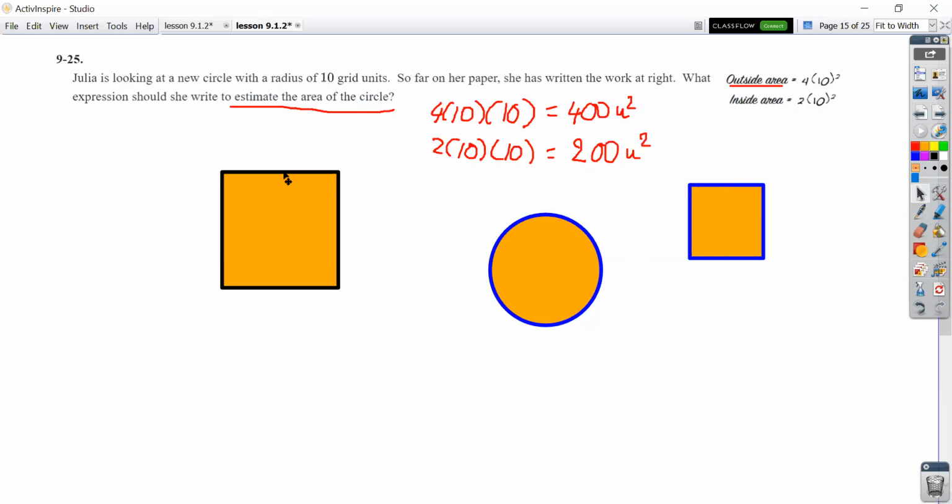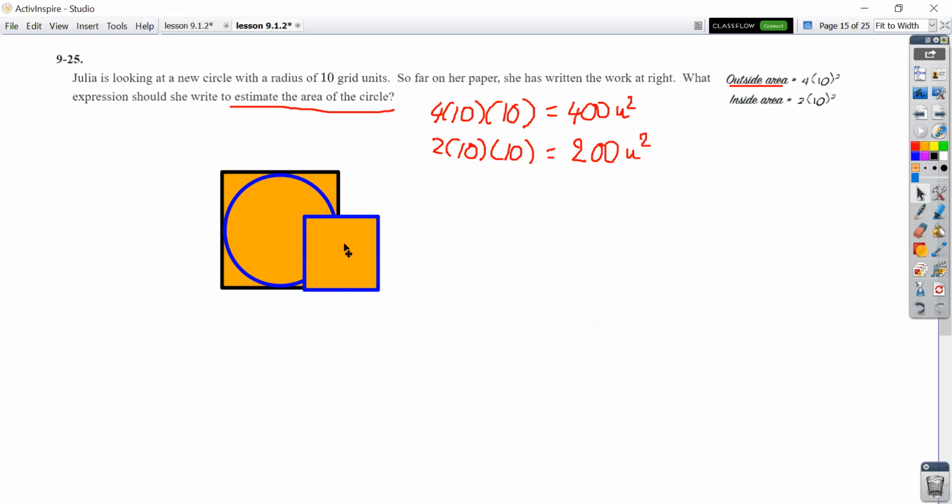So let's try it now. The area of the big square is 400 square units. The area of the little tiny square is 200 square units. So this is what we have. The biggest square outside of the circle equals 400 square units. The smallest square inside the circle is equal to 200 square units. So what is the area of the circle?